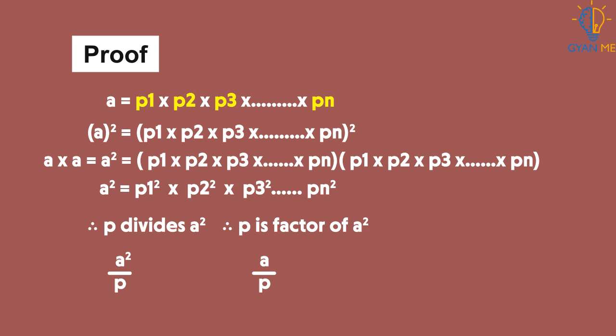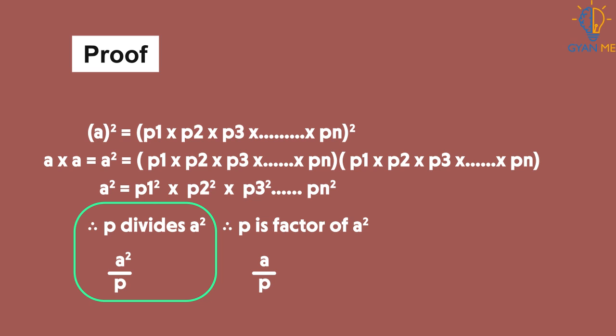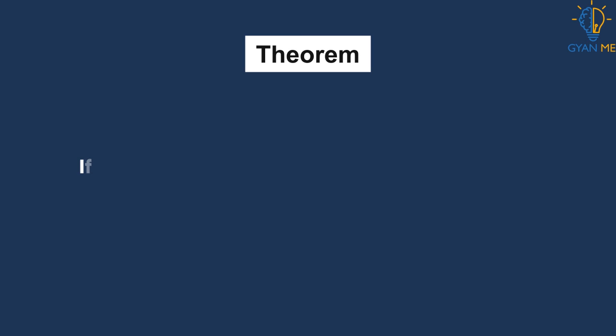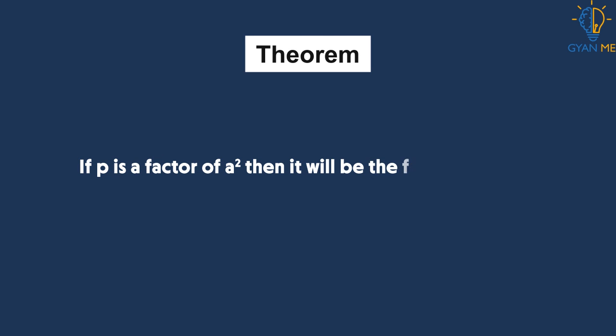And if p is a factor of a, then it should divide a completely or evenly. So we have proved that if p divides a square, which is given, then it will divide a also. So students, this theorem says that if any prime number is a factor of a square, then it will be a factor of a also.